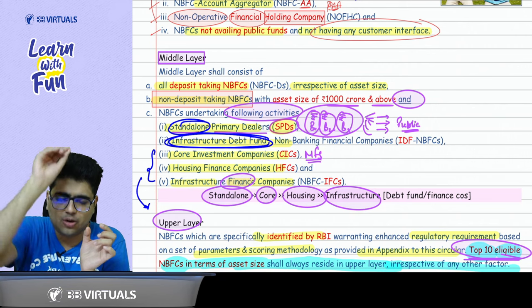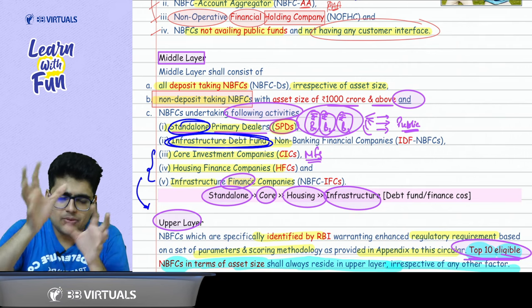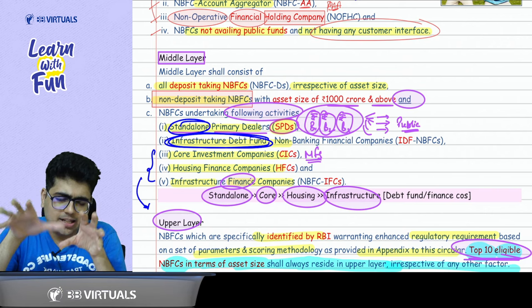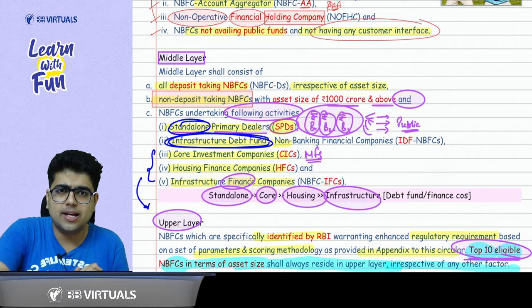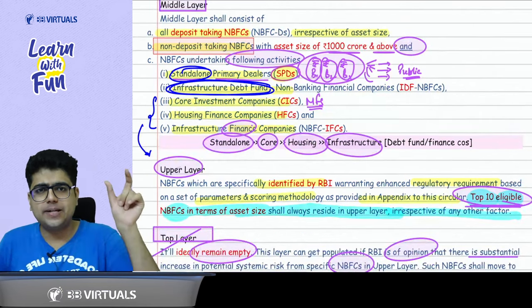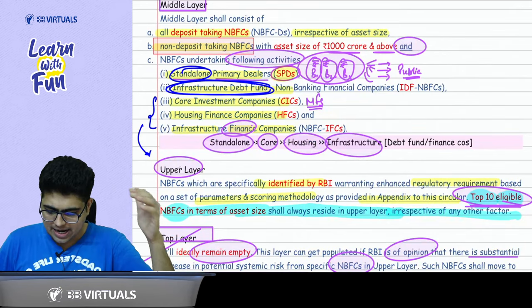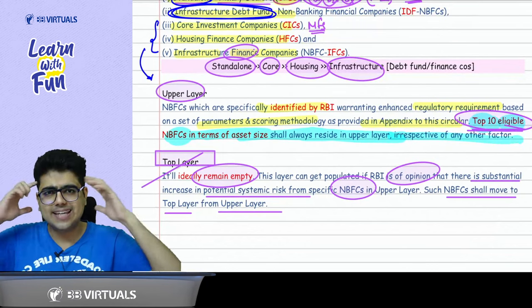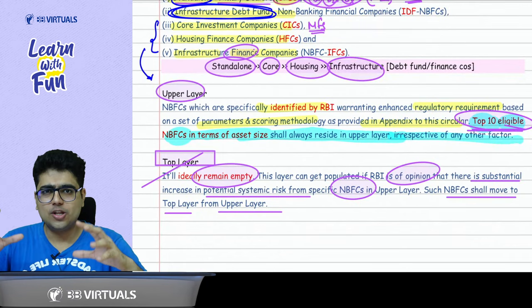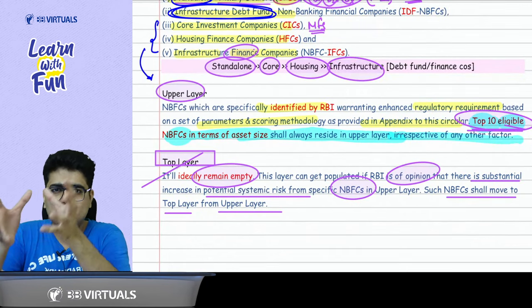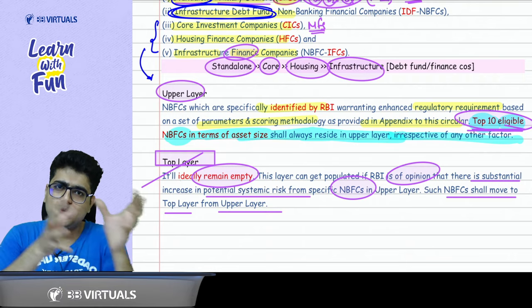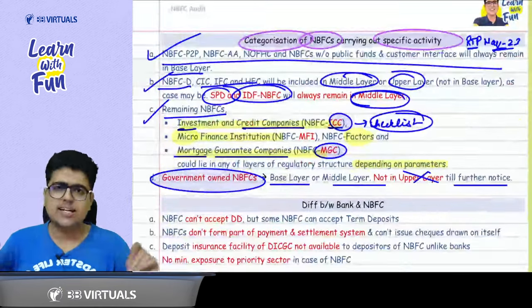Two of these will always remain in the middle layer. The other three can remain in the middle layer or can move to the upper layer. Talking about the upper layer, the top 10 NBFCs on the basis of asset size will be a part of the upper layer. And the last one is the top layer. It remains empty, but RBI can, on the basis of increase in systemic risk, move some NBFCs from the upper layer to the top layer.